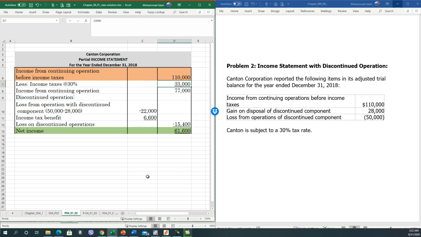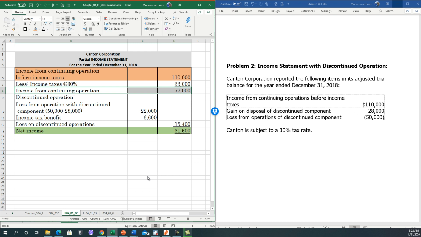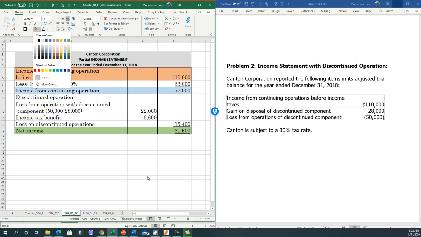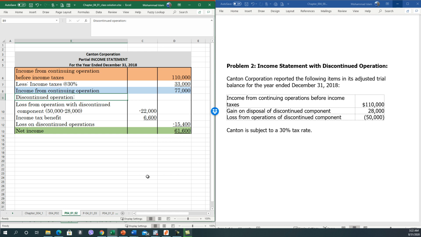First, we are starting with income from continuing operation before tax, which is 110,000. Then the tax rate is 30%, so this is 33,000, meaning 110,000 times 30%. So income from continuing operation is this one. Let's make it a different color again. So this one, and then discontinued operation.